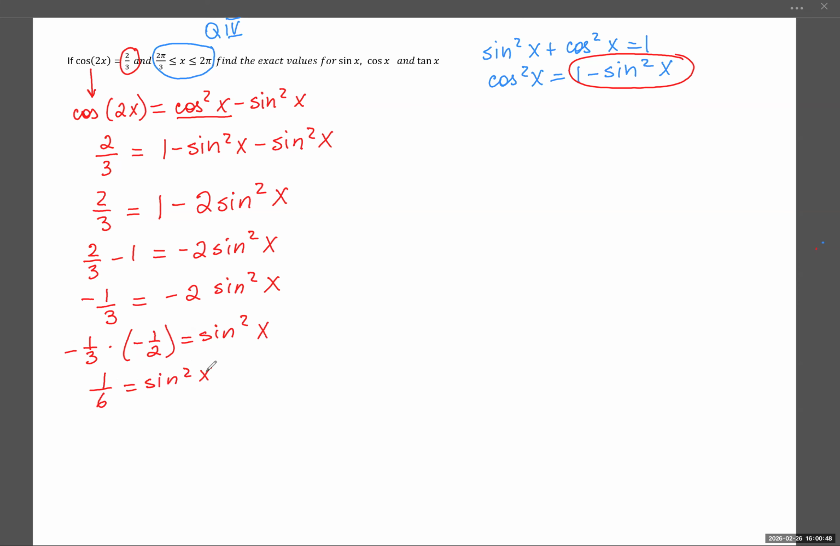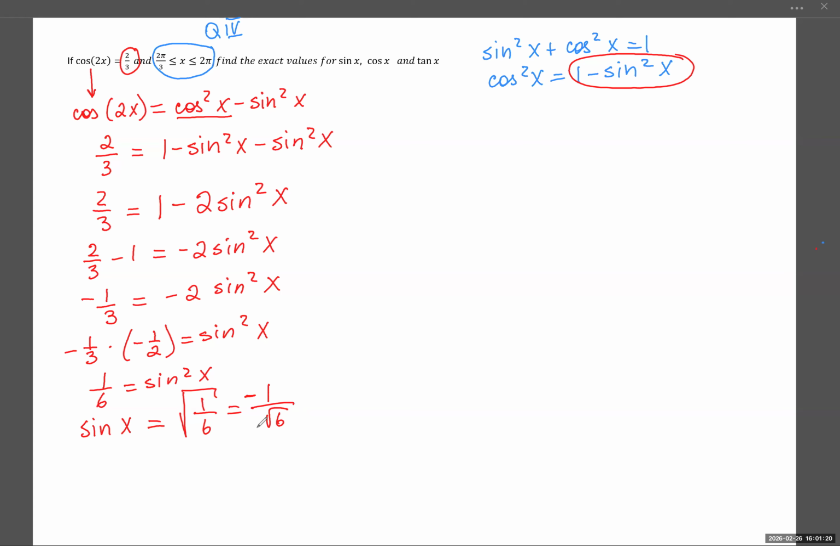And then you're just going to take the square root of both sides to go ahead and get the value. So sine x equals square root of 1 over 6. We'll go ahead and simplify this. Square root of 1 is 1 on the top. Square root of 6 is just the square root of 6. Now, first of all, we're in quadrant 4, and sine values are negative in quadrant 4. So we need to add a negative sign in front of that answer.